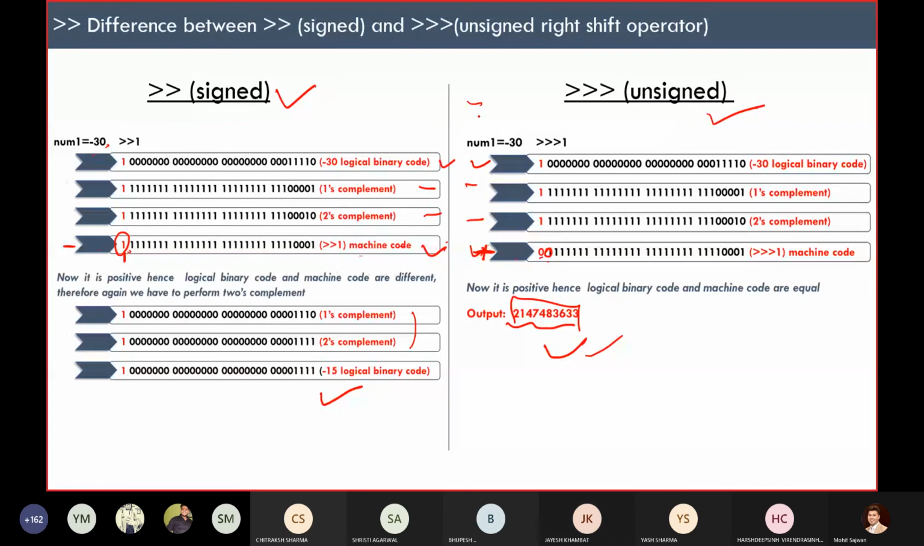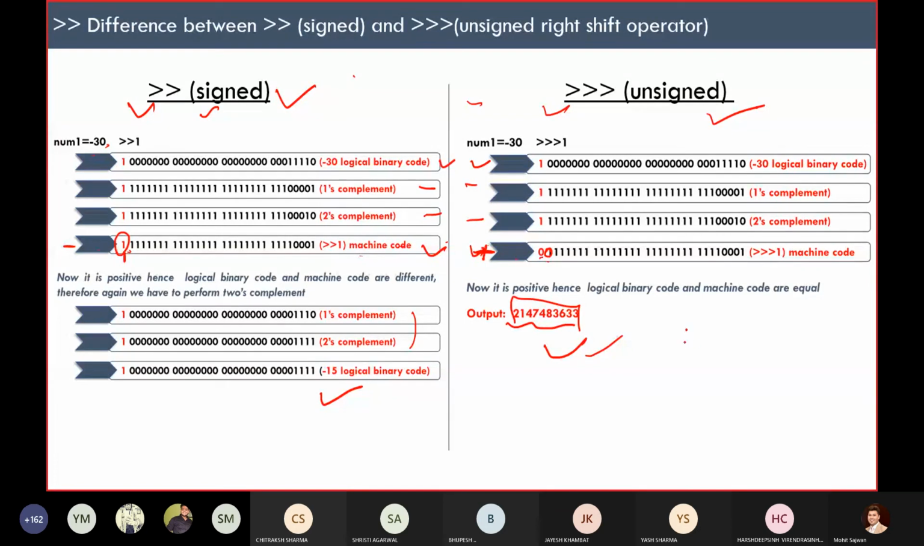So what is the use of these operators, signed and unsigned? See, there are different scenarios too. But you already know that sometimes we use these operators, like in your lab you have one question where you have to perform multiplication or division.